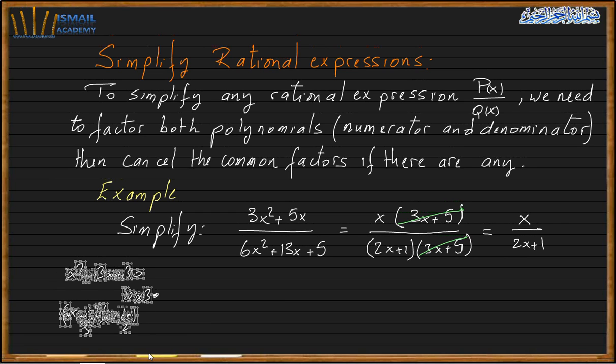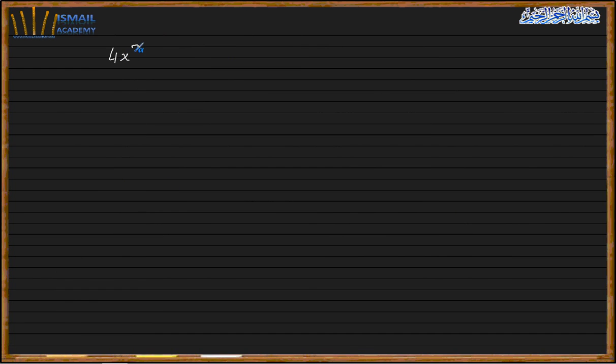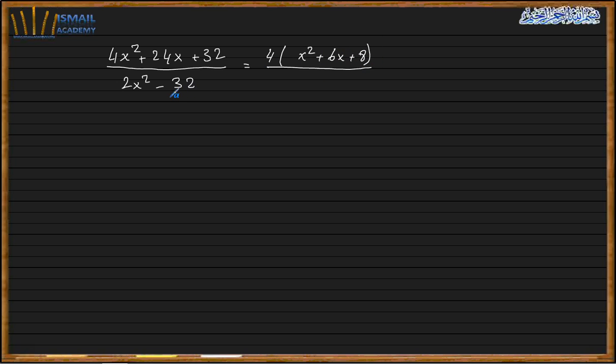Let me give you another example. For example, 4x squared plus 24x plus 32 over 2x squared minus 32. Again, here I'm going to take a common factor, a number, which is 4. So 4 times x squared plus 6x plus 8 over, here we have 2 as a common factor, x squared minus 16.